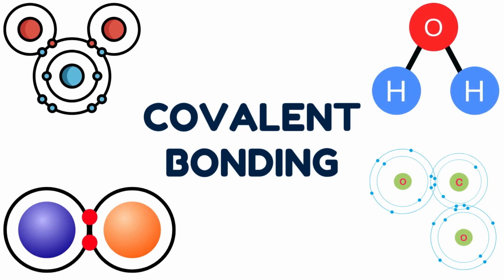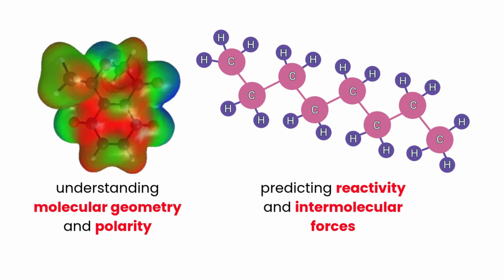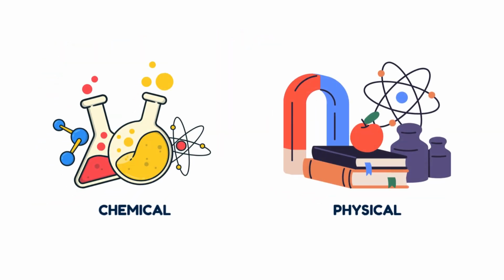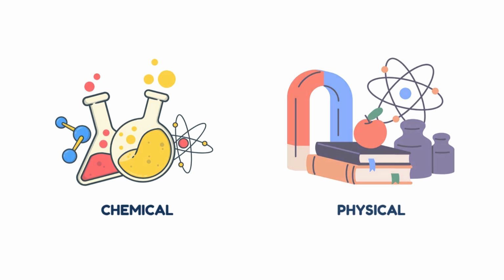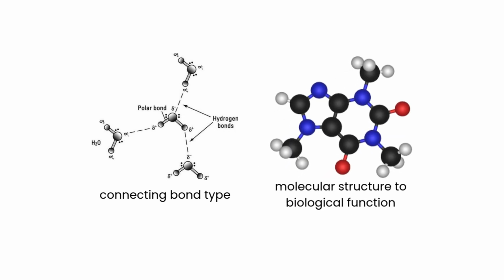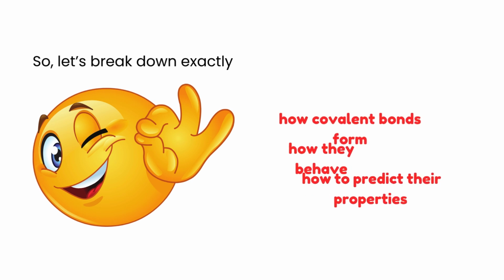Covalent bonding is one of those topics that seems basic, but it's one of the MCAT's favorite building blocks. It shows up everywhere, from understanding molecular geometry and polarity to predicting reactivity and intermolecular forces. This concept falls under the Chemical and Physical Foundations of Biological Systems section of the MCAT, and it's crucial because the MCAT loves connecting bond type and molecular structure to biological function. So let's break down exactly how covalent bonds form, how they behave, and how to predict their properties the way the MCAT expects you to.